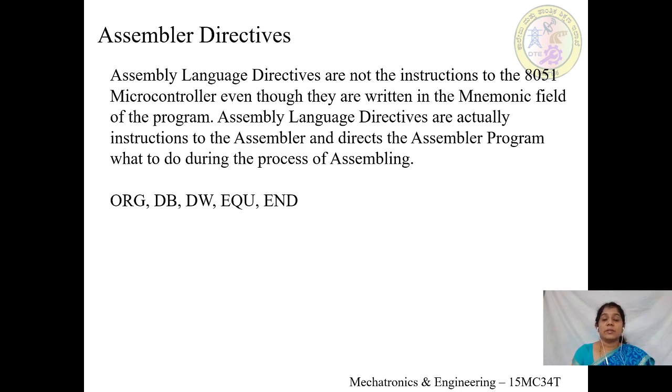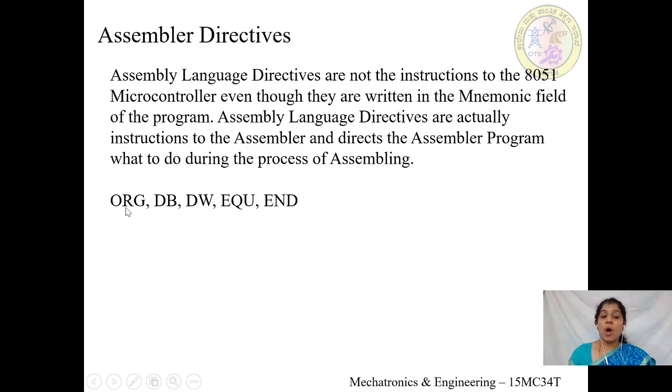Next, assembler directives. What are assembler directives? Assembler directives are not instructions to the microcontroller or CPU. These are instructions for the assembler during the process of assembling, and they indicate what operation is to be performed during assembling. These are pseudo instructions. They are not converted into machine language during the process of assembling. They are instructions to the assembler and not to the CPU.